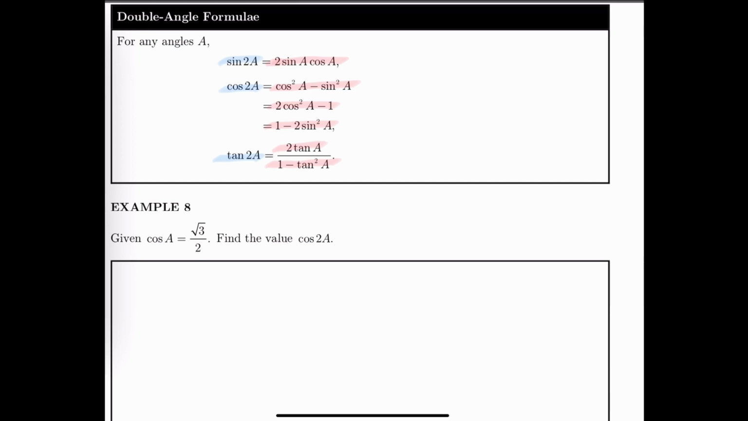We are given cos A equals 3 over 2. Find the value of cos 2A. By looking at the three formulas, 1, 2, 3, the question only gives you cos A. For the first formula, you need both cos and sine, and for the third formula, you need sine A. So the most suitable formula for this one is the second one, which is 2 cos squared A minus 1.